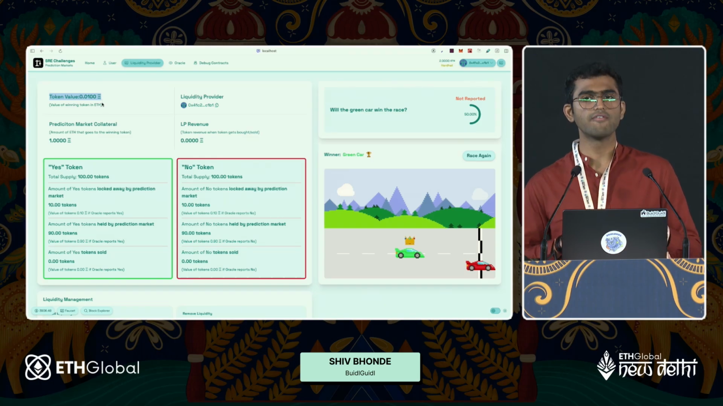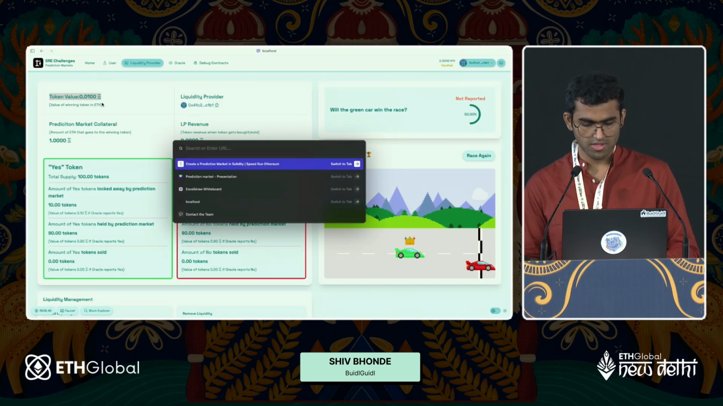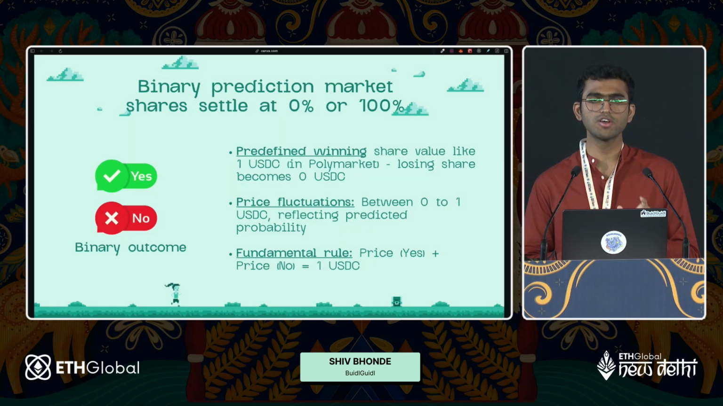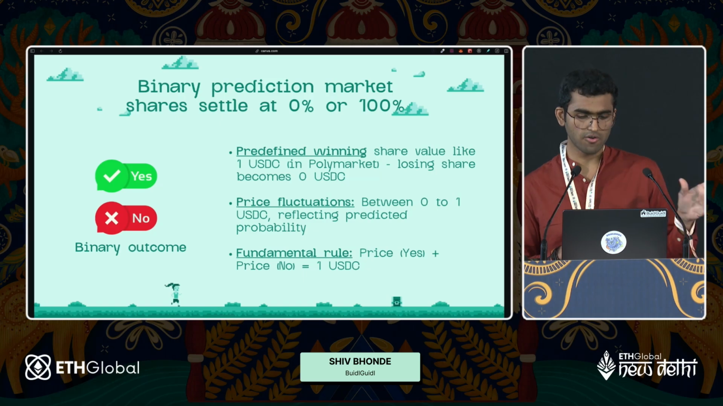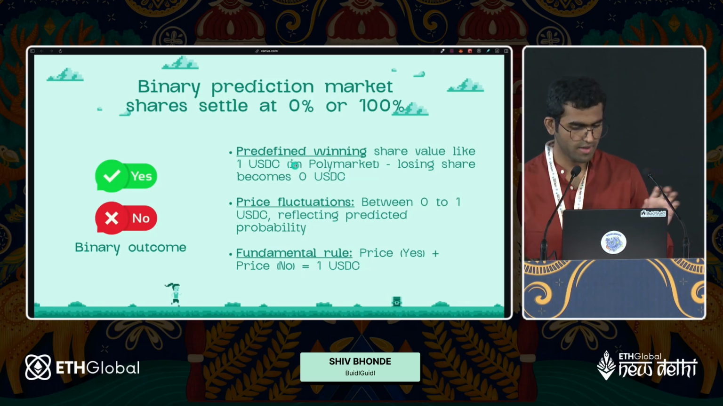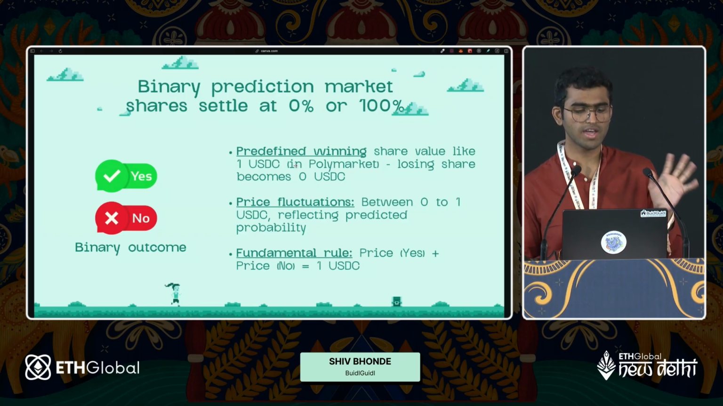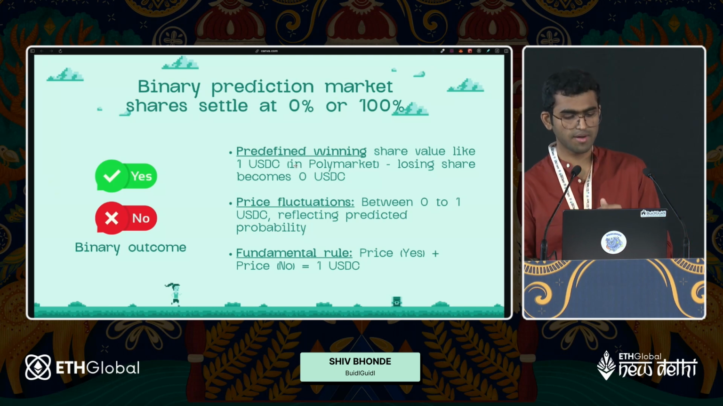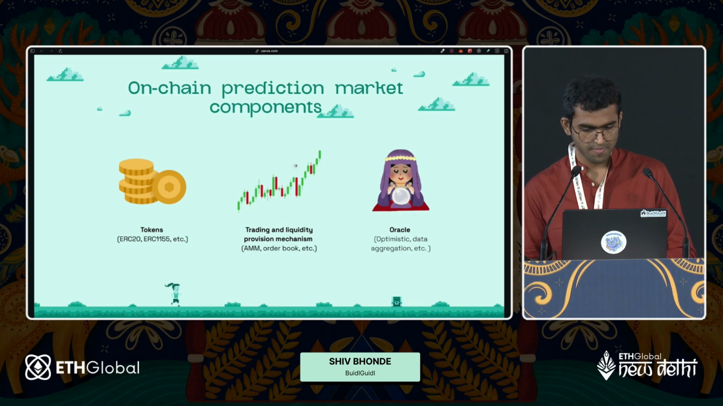So since we are working on a binary prediction market, while bootstrapping it, you need to define the winning price, what the price of a winning outcome share will be. If you look at Polymarket, it sets it at 1 USDC. So if an outcome wins, each share will be worth 1 USDC, and the other outcome will be worth 0 USDC. That's what we have done in the challenge as well.